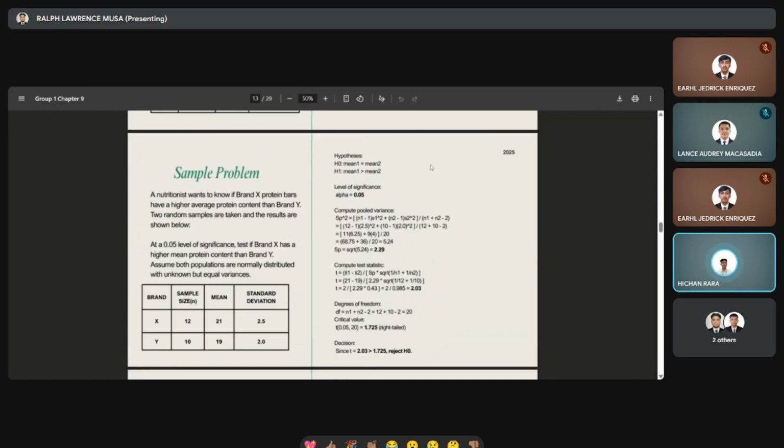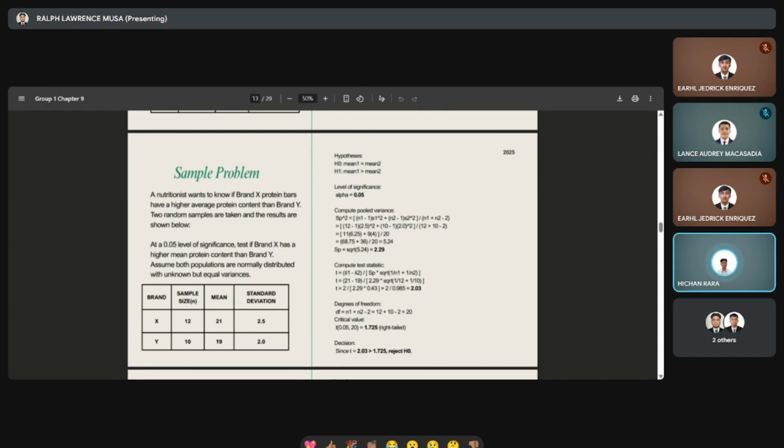A nutritionist wants to know if brand X has higher average protein content than brand Y. So, we have a table again. The given data we won't read again. We will test it and set our hypothesis again. Hypothesis: H sub 0 is mean 1 equals mean 2, equals mean B. Then, same as before, pooled variance again, substituted back into our formula.